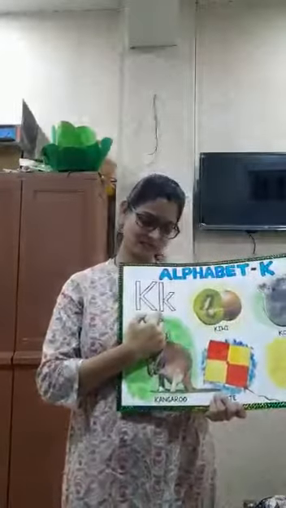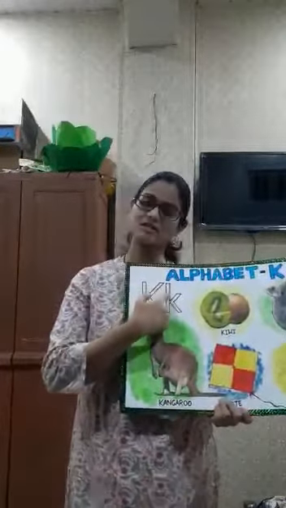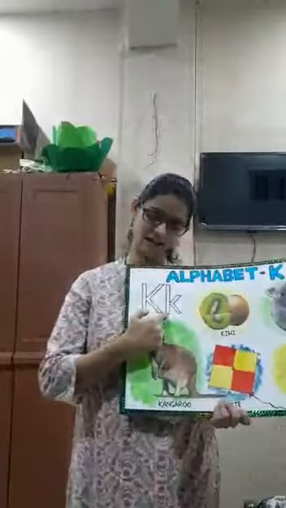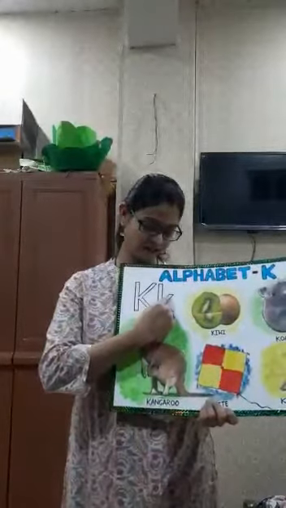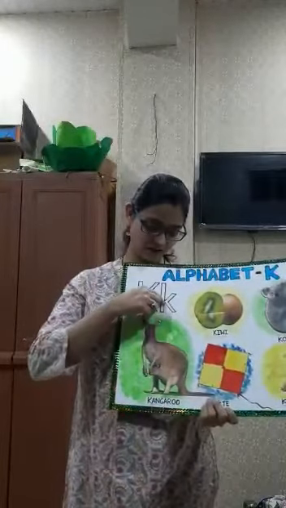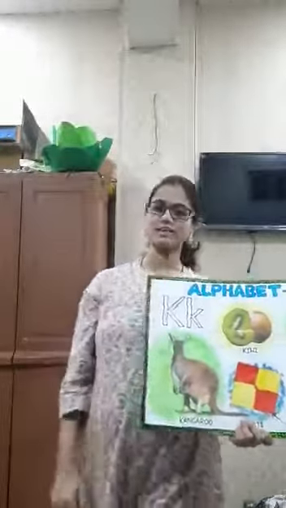What about lowercase K? We draw a standing line and then below the center we draw a slanting line up to the center and then a slanting line below to the end of this. This is lowercase K. Let us try drawing this in the air.